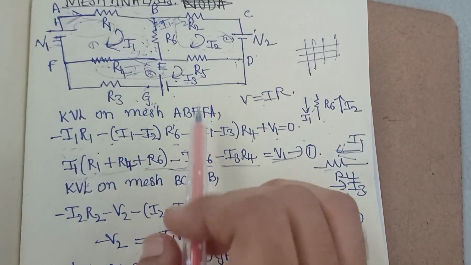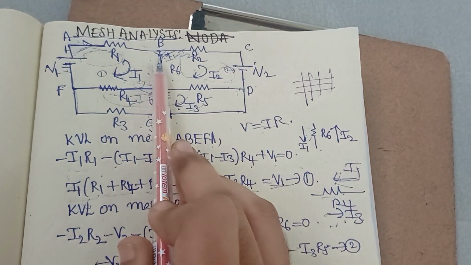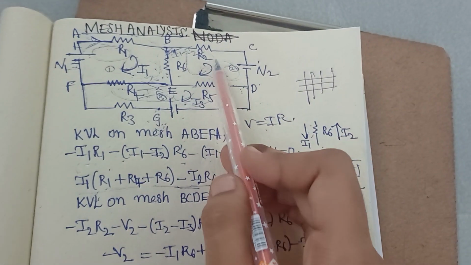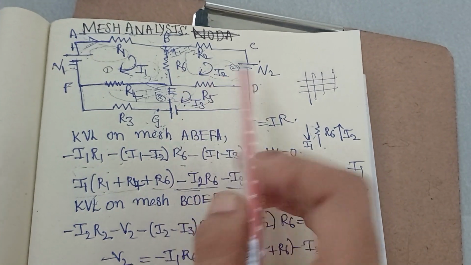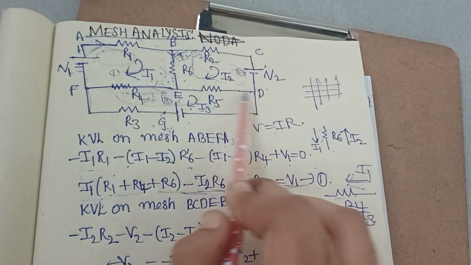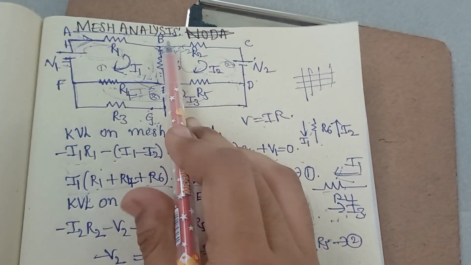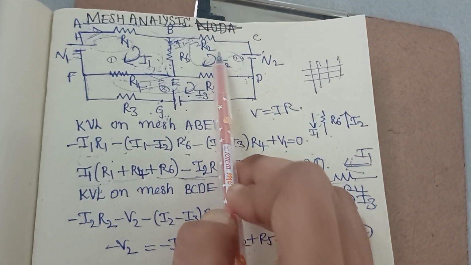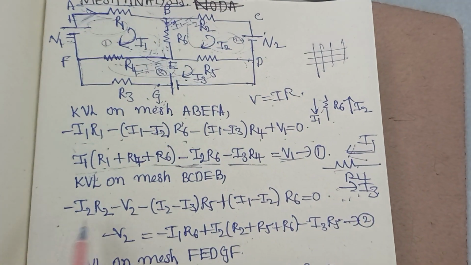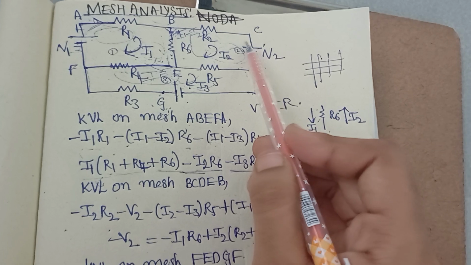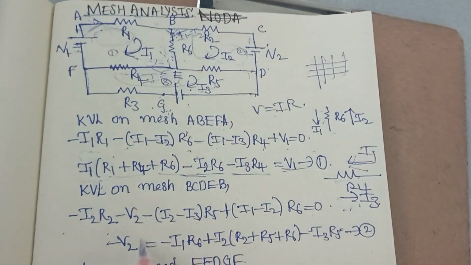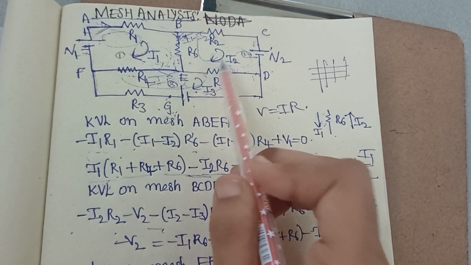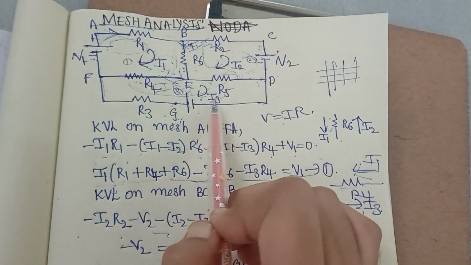And if you take this mesh, that is B, C, D, E, B, again we have assumed our current direction, that is I2, in this way, that means it will flow like this. Now your I2 is entering in such a way that, as it is moving from positive to negative, the voltage through this R2 is minus I2 into R2, and again moving from positive to negative, it is minus V2. And here we have the R5 resistor, which involves a combination of currents I2 and I3, right?